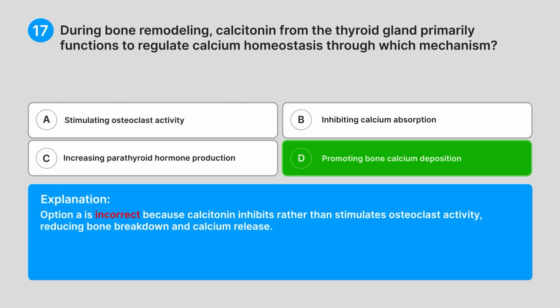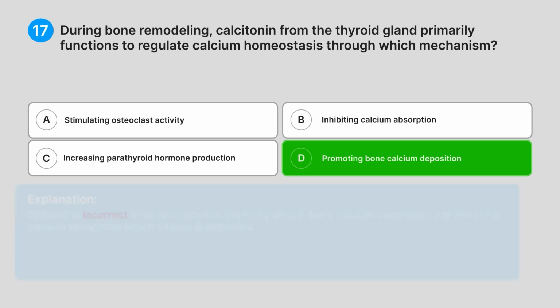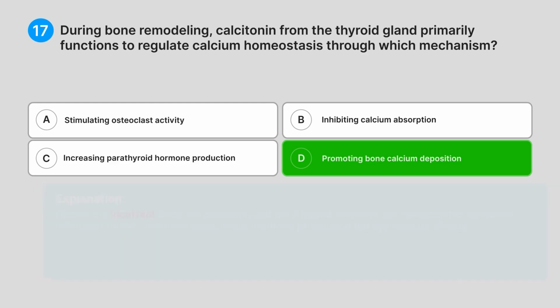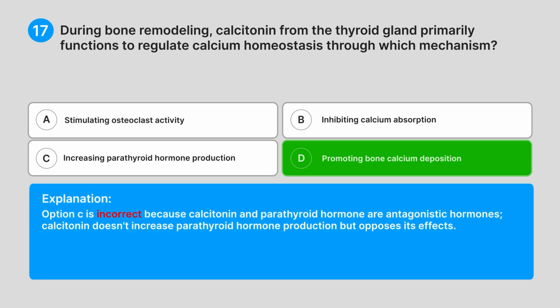Option A is incorrect because calcitonin inhibits rather than stimulates osteoclast activity, reducing bone breakdown and calcium release. Option B is incorrect because calcitonin primarily affects bone calcium deposition, not intestinal calcium absorption, which vitamin D regulates. Option C is incorrect because calcitonin and parathyroid hormone are antagonistic hormones. Calcitonin doesn't increase parathyroid hormone production, but opposes its effects.